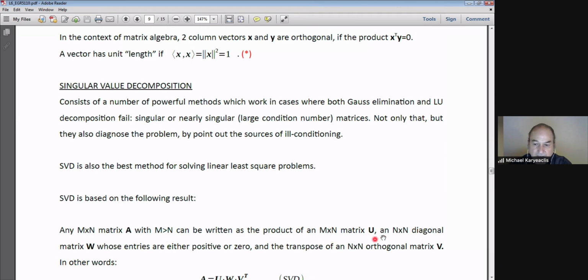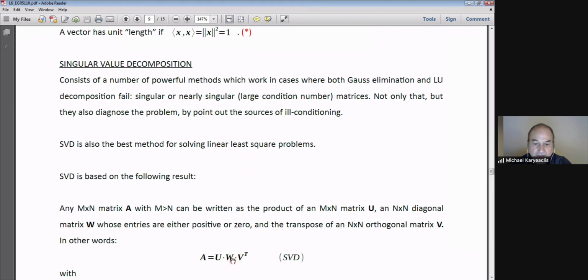All right, so it can be written as a product of an m by n matrix U, an n by n diagonal matrix W, whose entries are either positive or zero, and the transpose of an n by n orthogonal matrix V. Here's the term that needed a discussion about orthogonality. I'll come back to what I mean by an orthogonal matrix V. In other words, A can be written as U dot W dot V transpose. There is a reason for this notation that will become apparent in just a minute. U is m by n, of course it has to be, A is m by n, so this product has to give me an m by n matrix. These two, W and V, are both n by n. And the nice thing about W is that it's also diagonal, with diagonal entries that are either positive or zero.